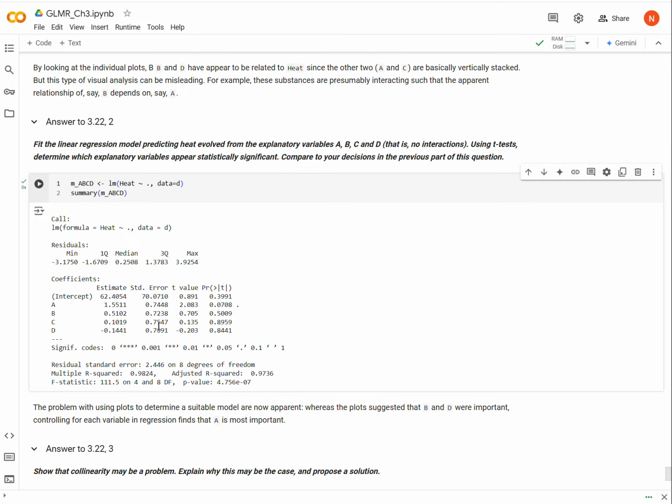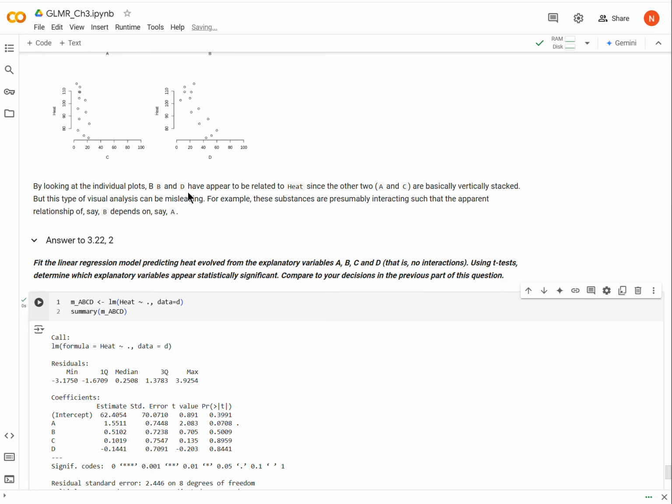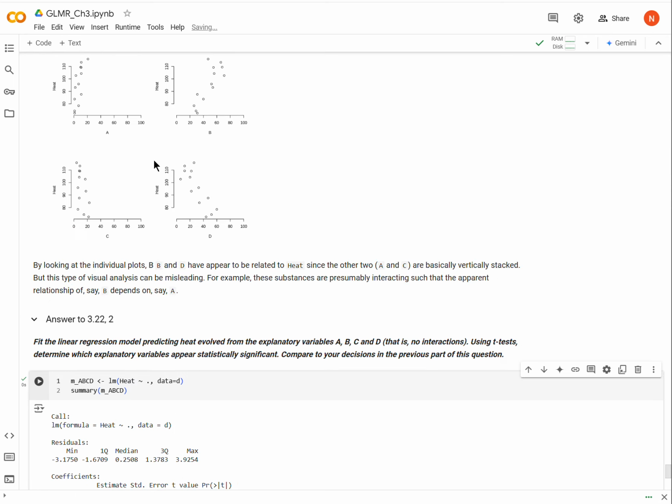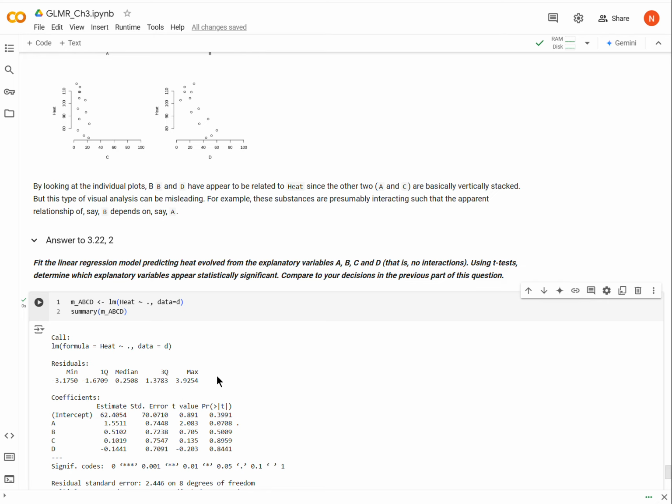Again, why is that in contrast to what happened with the plots? Like we said, these plots only have access to two variables at a time, heat and whatever the x-axis value is, whereas regression has access to all of them. What regression is trying to do is to determine how much information is being imparted by each variable after controlling for the amount of information in the other variables.